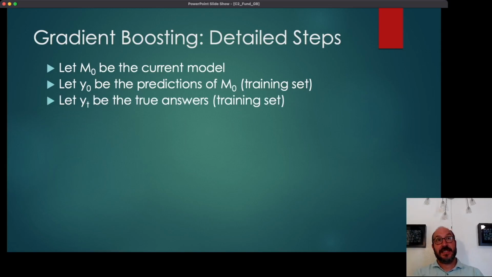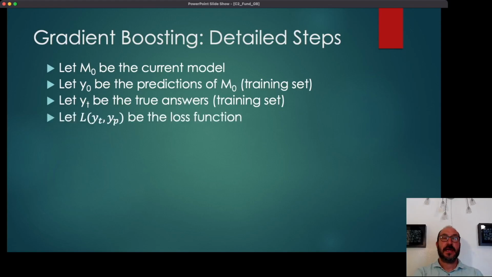Let YT be the true answers on the training set. And let L of YT comma YP be your loss function. This is what tells you how much penalty I pay when the true answer was YT and my prediction was YP. YT are going to be 1, 0 if you're doing a binary classification, or they're going to be the numerical answer.